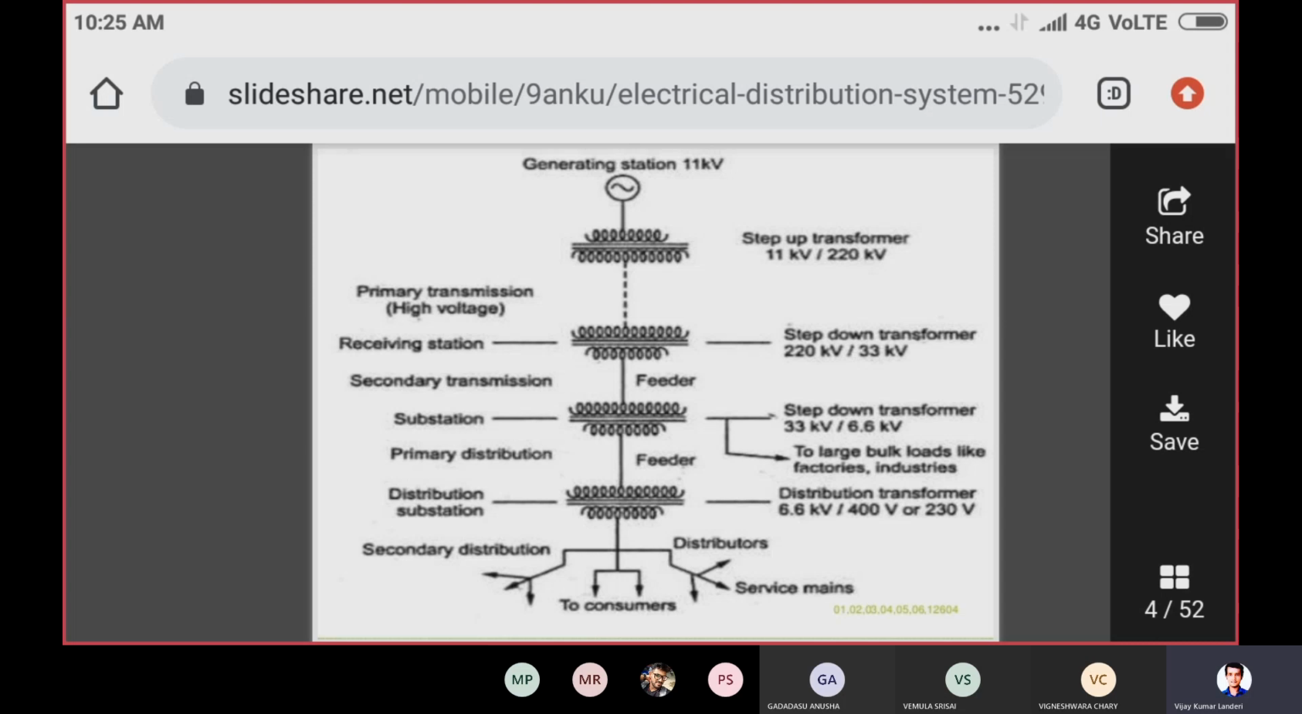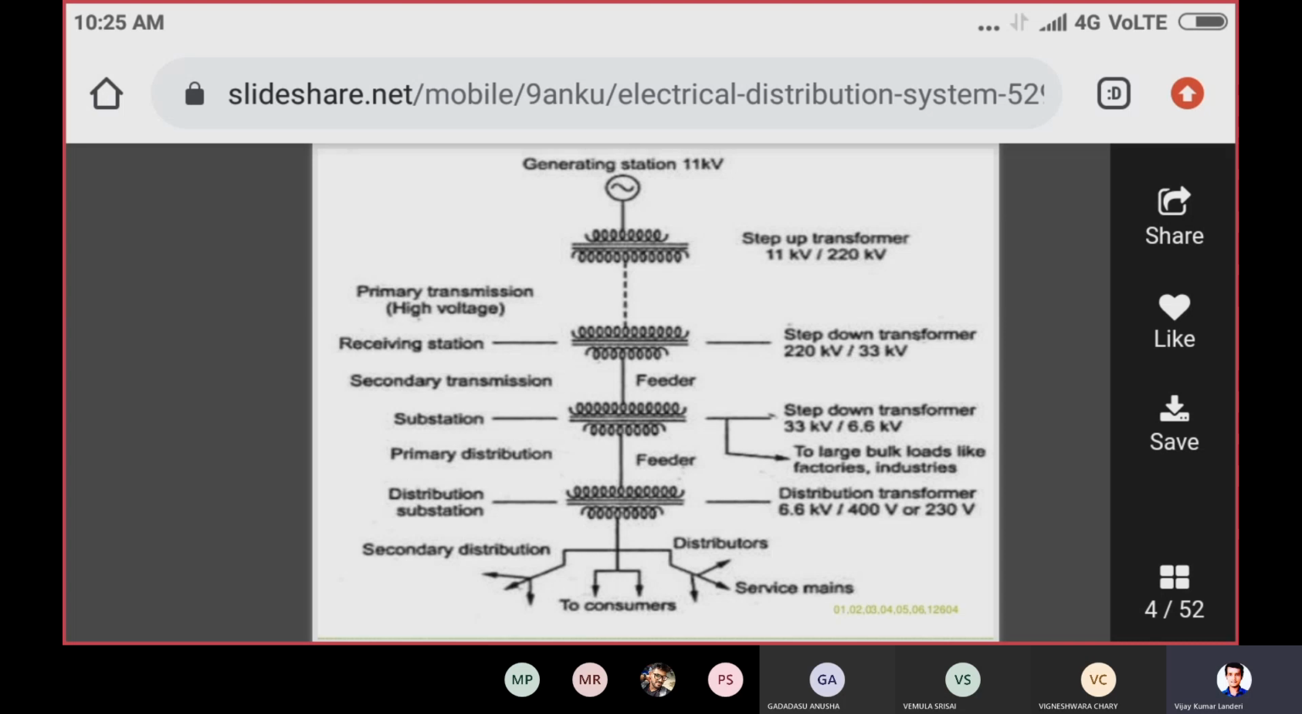So from the substation itself directly, we are giving power to the industries at a voltage of 6.6 kV. Here again, from the secondary of the substation, we are giving to the distribution substation. Whatever the link that is there between the substation as well as the distribution substation, that forms a primary distribution, right?